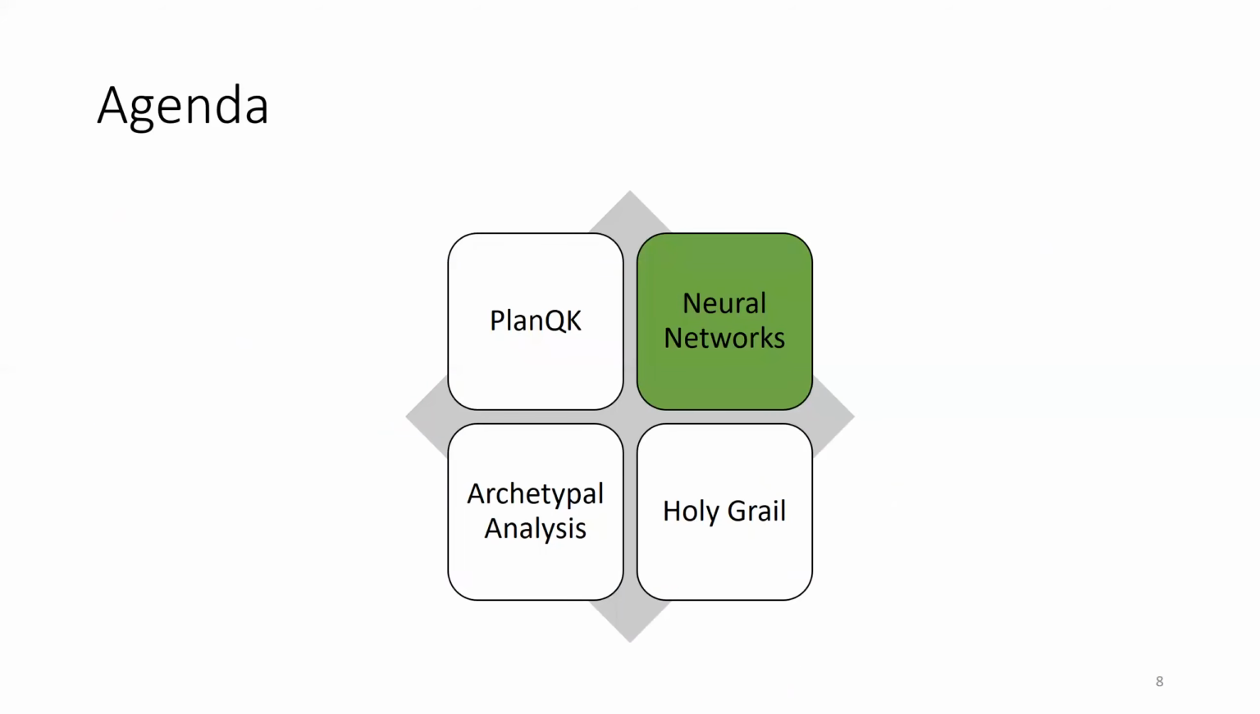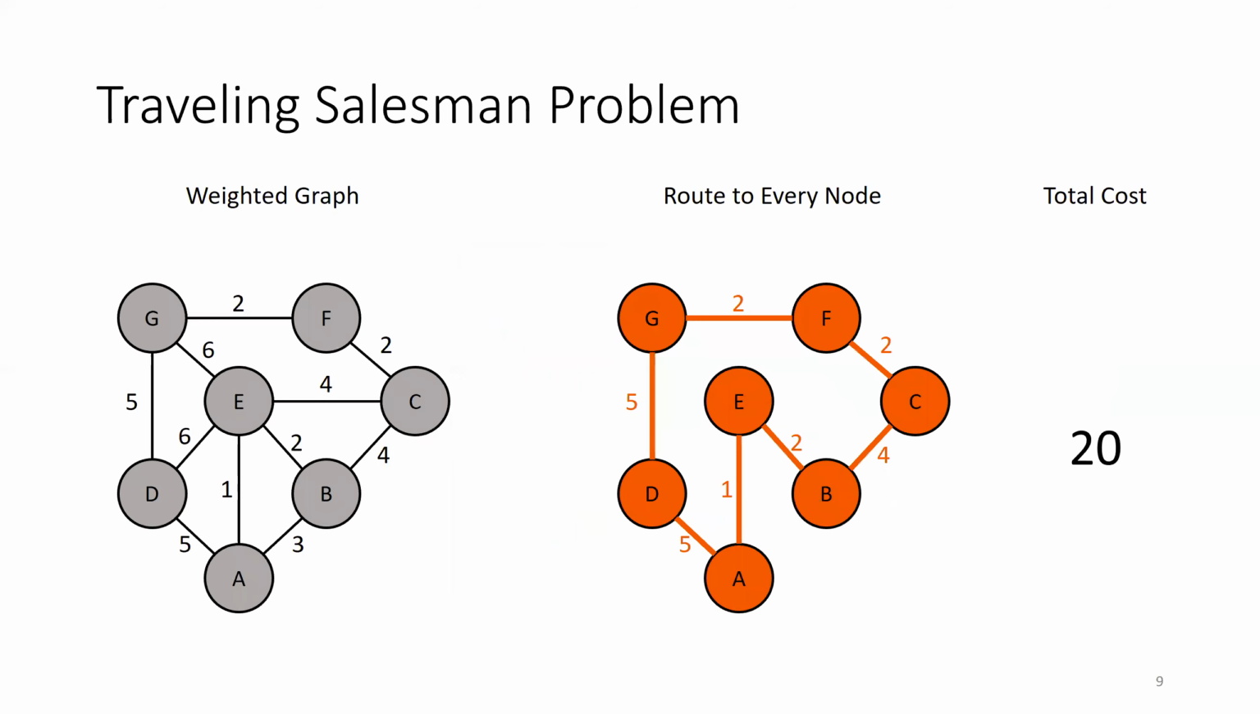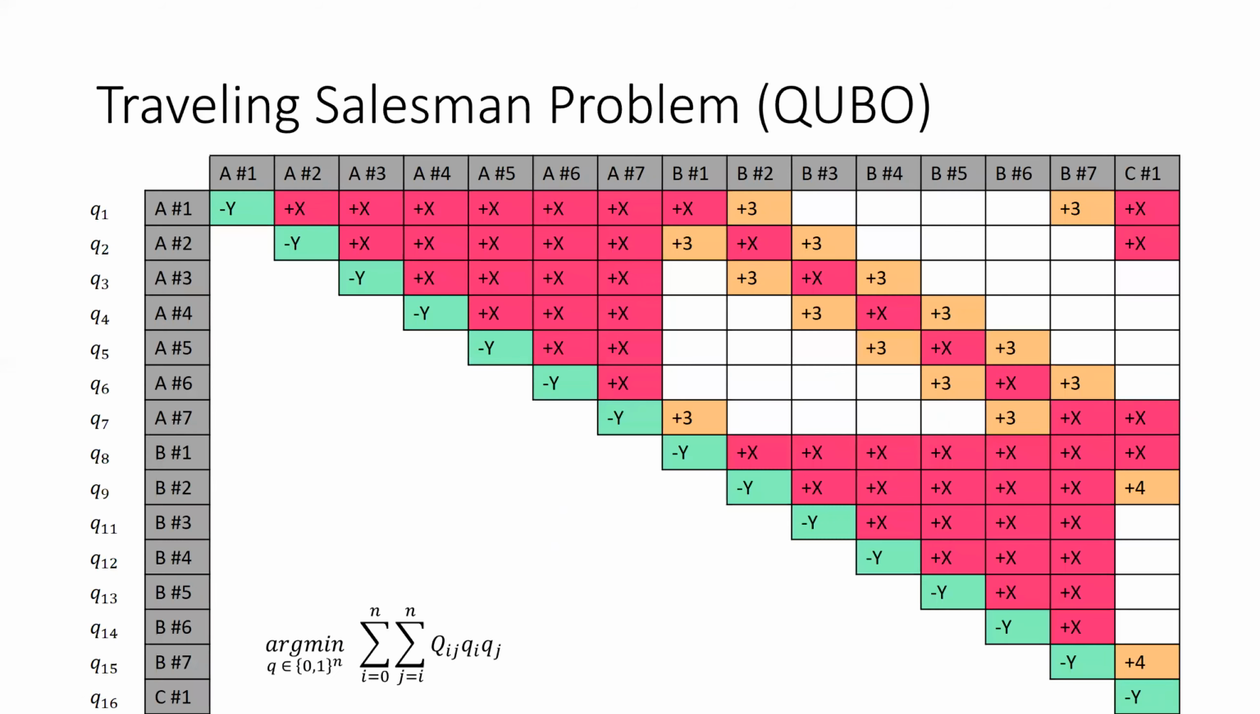The next part I would like to talk about is our paper about neural networks, and it goes like that. Everyone, I guess, knows the traveling salesman problem. So you have a weighted graph, for example, with these 7 vertices, and you would like to have a route through every node, such that the total costs are minimal. And there is also a QUBO formulation for this. This is just a small snapshot of this matrix. It's much bigger, and this is the problem.